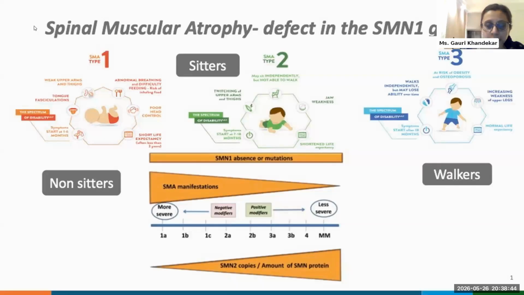In SMA manifestations, the most severe type is 1A. Type 1 is divided into 1A, 1B, 1C; type 2 into 2A and 2B; type 3 into 3A and 3B; and then type 4. This is mainly for the neuromuscular specialist, the neurologist, to determine the type. As a rehab professional, we have to look into the type of muscle weakness, how it is, and then we can progress to the assessments and intervention strategies.